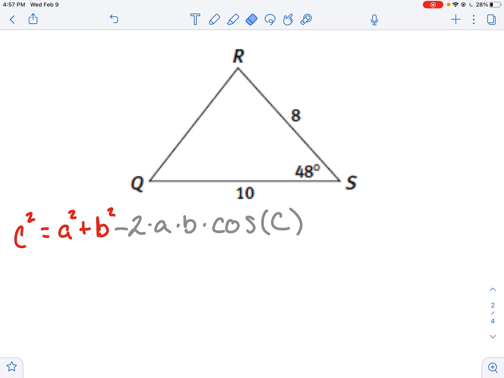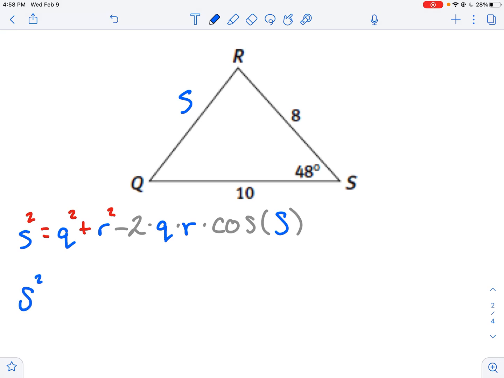So what I'm going to do here is solve for a missing side. We'll call that S. So I'm going to say that S squared equals Q squared plus R squared. And then the variables in the middle are always going to repeat. And whatever side you're finding, the angle opposite that has the same variable, so you should start and end with the same variable as well. So I have S squared equals Q squared plus R squared minus 2 times Q times R times the cosine of S.